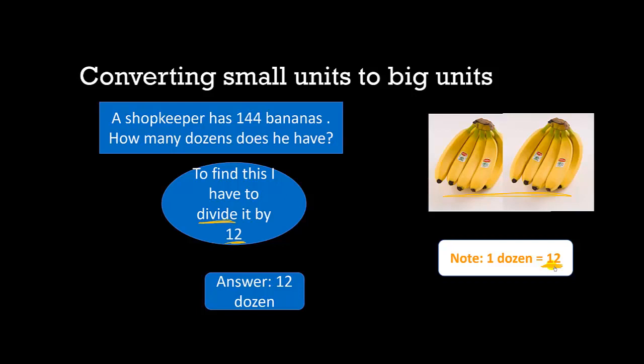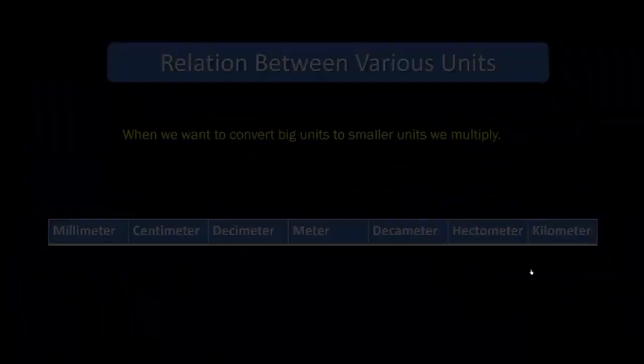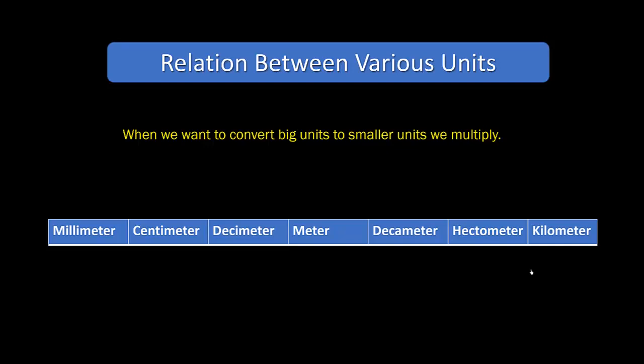Now let's just extend the idea we just proposed. What is the relation between various units? Well, in the last video, I showed you that there are many units such as millimeter, centimeter, decimeter, meter, decameter, hectometer, and kilometer. Well, if I want to convert kilometers to hectometers, there's a very important point you should know.